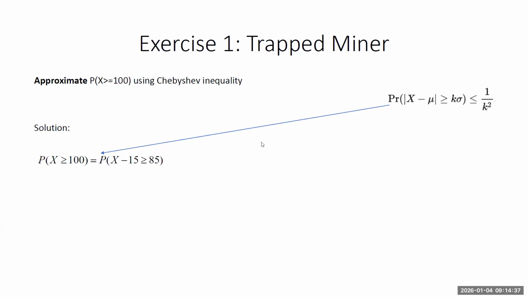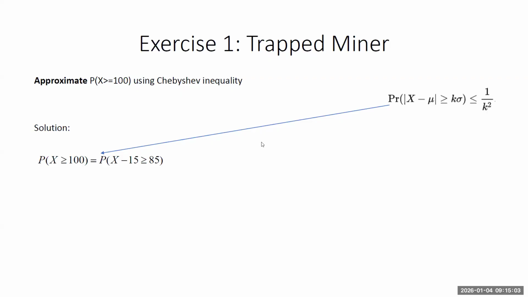Okay, first thing we need to subtract the expected value. So we move 15 to this side. The probability that X minus 15 is greater or equal to 85. This expression equals this expression. Make sense? Why do we do this? Because it's similar to our final Chebyshev inequality.